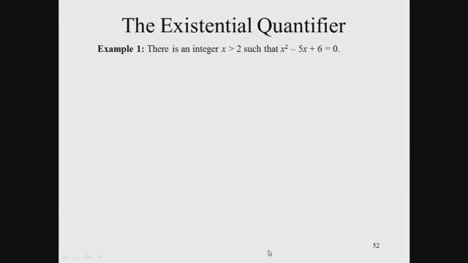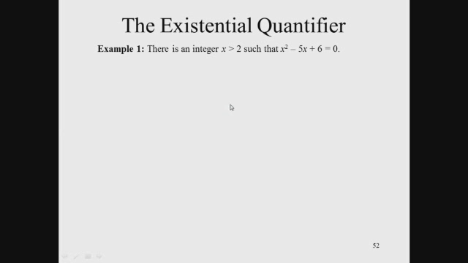Let's take some examples and see if you can identify the objects, the certain property, and the something that happens. There is an integer x greater than 2 such that x squared minus 5x plus 6 equals 0. Okay, what is the object here? An integer. Which integer?